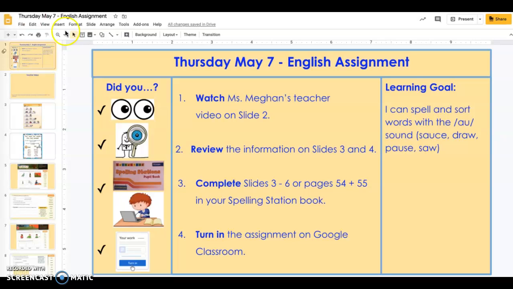So your jobs are to watch this video, review the information from this video on slides 3 and 4, and then you can complete slides 3 through 6 or pages 54 and 55 in your Spelling Station book. Please don't forget to attach your work as a picture if you choose to do it in your Spelling Station book, and turn in the assignment on Google Classroom when you finish.